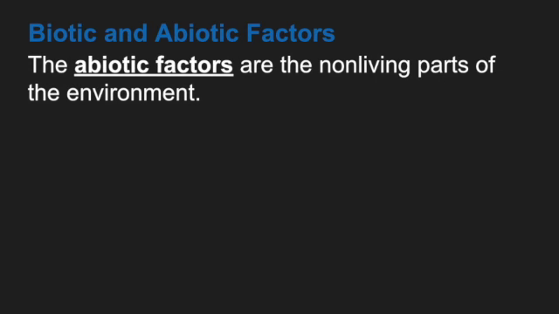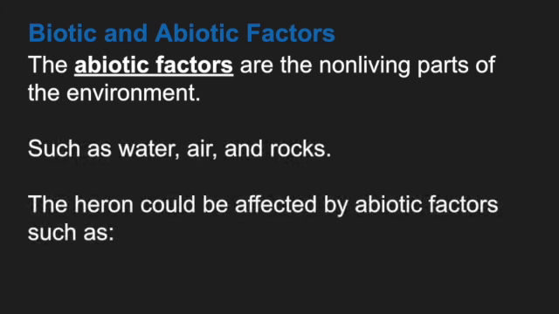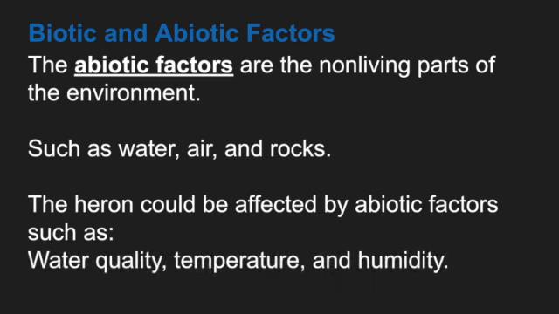Abiotic factors are the non-living parts of the environment: water, air, rock. The heron could also be impacted by abiotic factors. So besides just the water, air, and rocks, what specifically about the water might the heron be impacted by? If the water is too hot, is that going to be a good living condition for the heron? If the air is too smoky, is that going to be healthy for our heron? The heron is the bird in the photo before. Water quality, temperature, humidity, all sorts of things can make up abiotic factors.